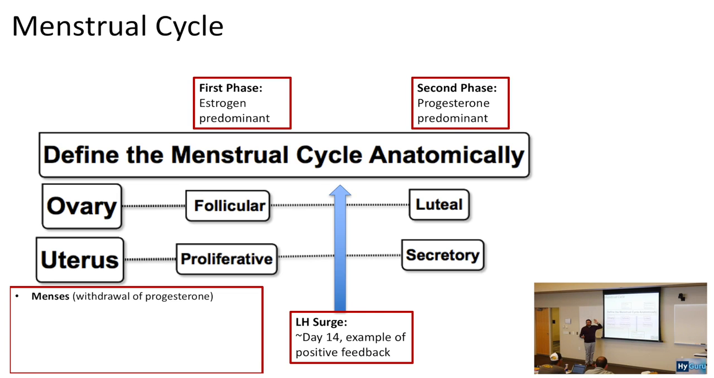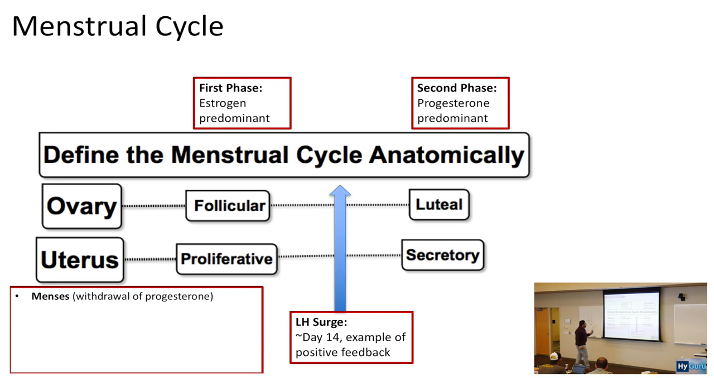If you define the first phase of the menstrual cycle by the ovary, that is called the follicular phase, and the follicular phase, the first phase of the menstrual cycle, is estrogen predominant. The parallel phase going on in the uterus is proliferative. That's the first phase. So when somebody comes up to you in the grocery store and asks, what about the proliferative phase of the menstrual cycle? You say, wait, that's the first phase of the menstrual cycle as defined by the uterus. Thank you so much.